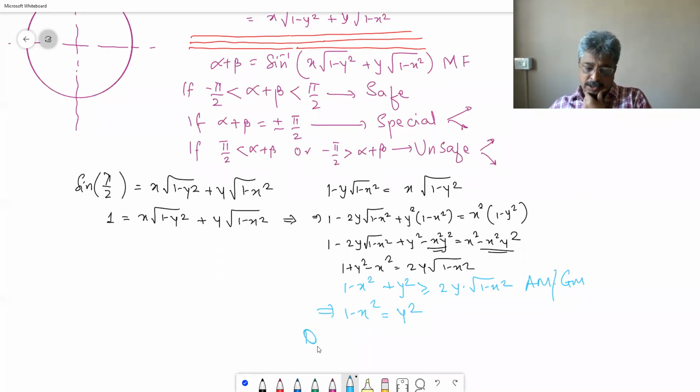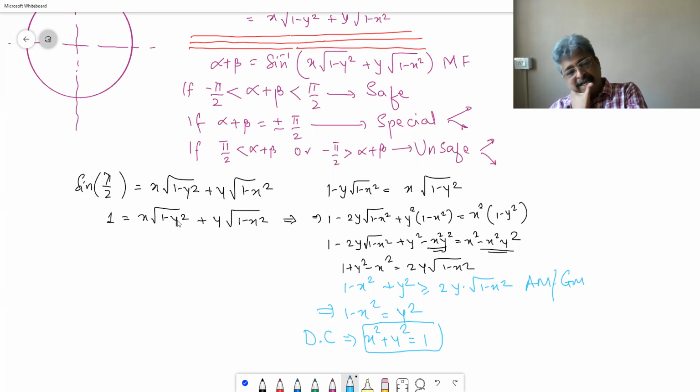Therefore, the discriminating condition is x square plus y square is equal to 1. That is what we were expecting. So if we end up getting x square plus y square is equal to 1, maybe here itself, then we end up getting x square plus y square is equal to 1.